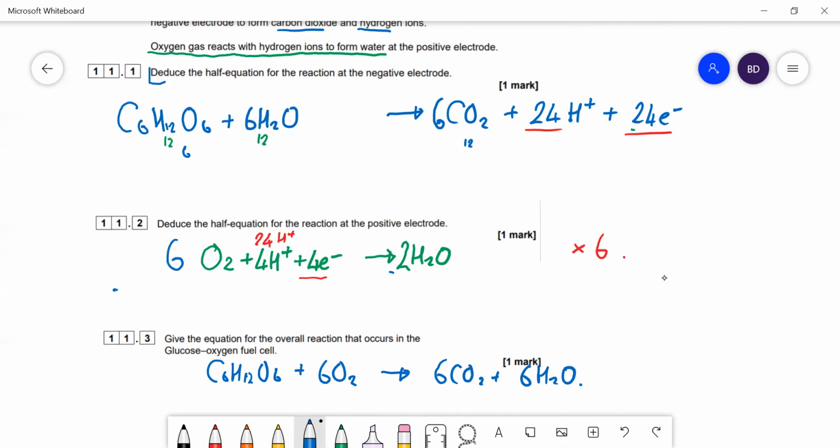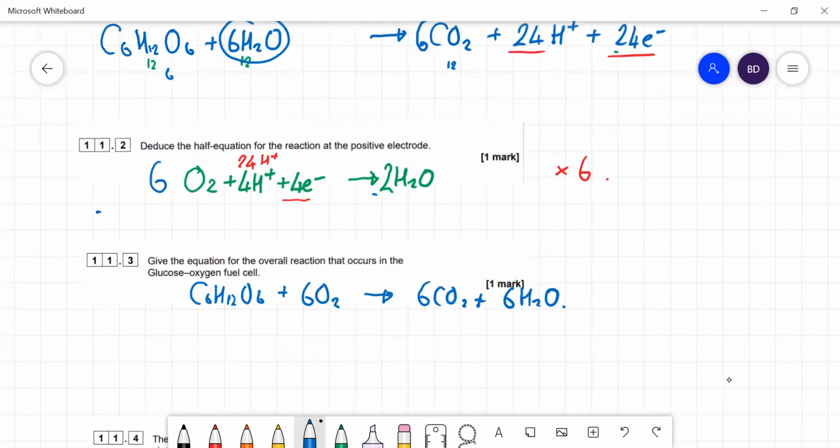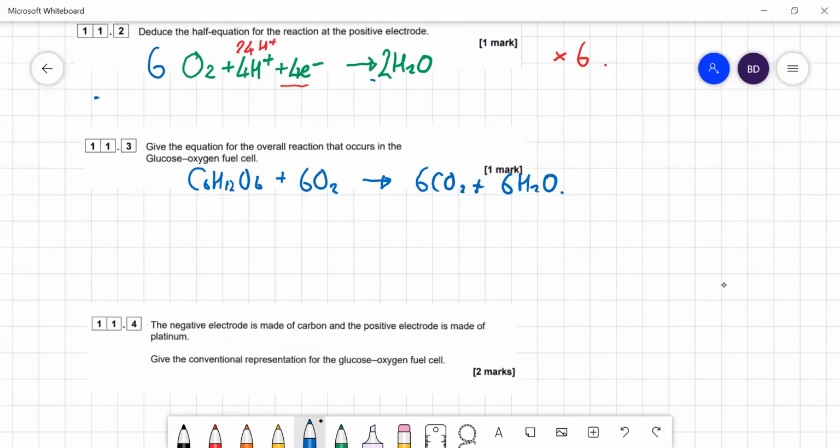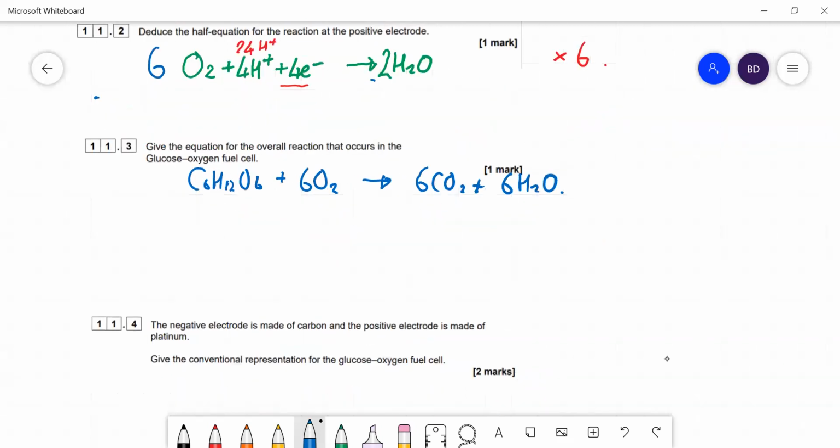Yeah, we're going to get some of these H2Os cancelling out on both sides of the equation. So that is the right number. You check that. Okay, that's the correct equation. Right, the negative electrode is made of carbon, the positive electrode is made of platinum. Now we need to construct the conventional representation.